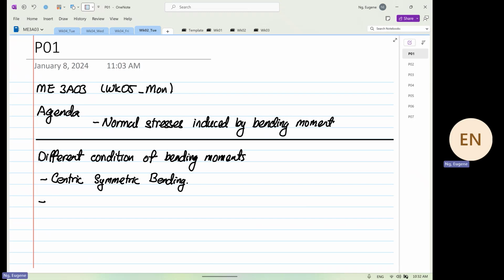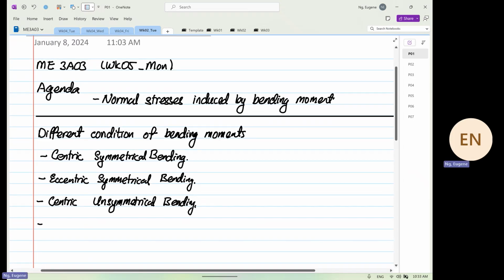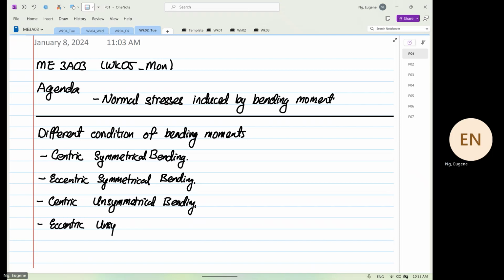Then we have eccentric symmetrical bending. And then we have centric unsymmetrical bending. And then we have eccentric unsymmetrical bending. Okay.